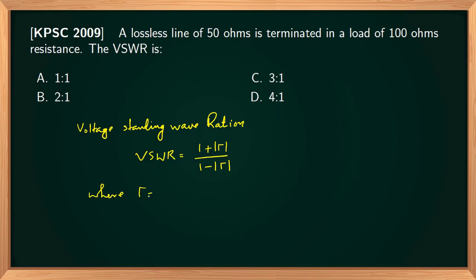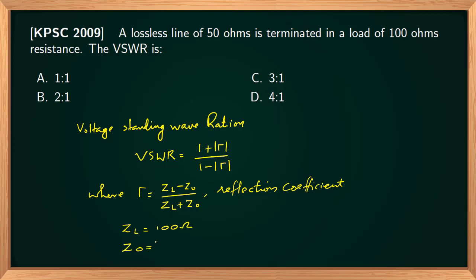Tau equals (ZL - Z0) / (ZL + Z0), where ZL is the load impedance. In this case, the load impedance is 100 ohms and Z0, the characteristic impedance of the transmission line, is 50 ohms. Therefore, the reflection coefficient tau equals (100 - 50) / (100 + 50). The answer is 50 by 150, or 1 by 3. Reflection coefficient tau equals 1 by 3.